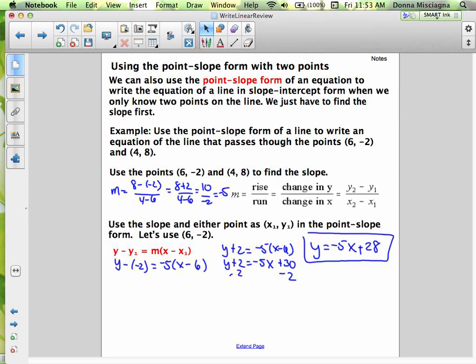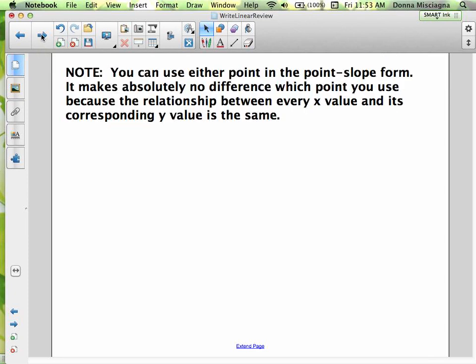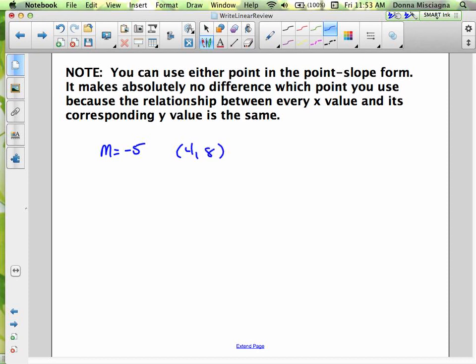Okay? Now it doesn't matter which point we used. We could have used (4, 8). So let's see if we get the same equation if we use (4, 8). Right, so our slope was -5, and now we're going to use (4, 8). Let's see if we get the same equation.